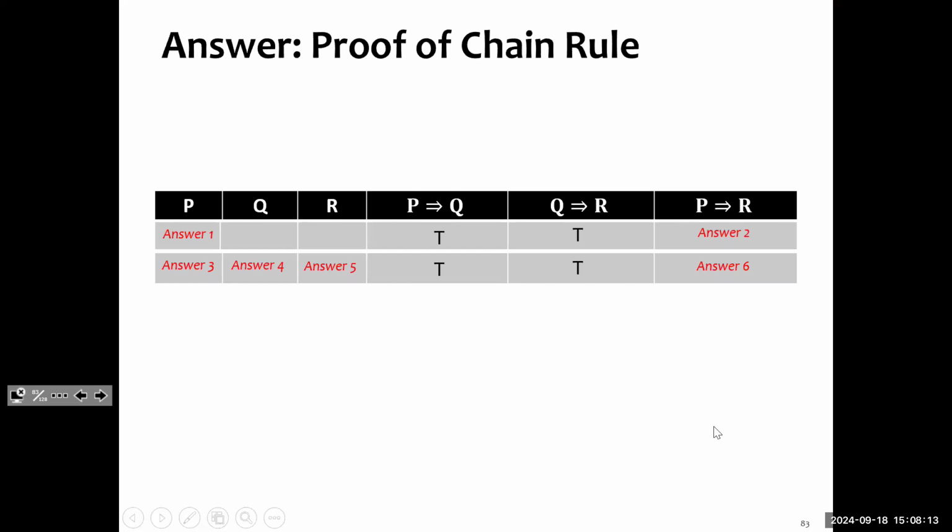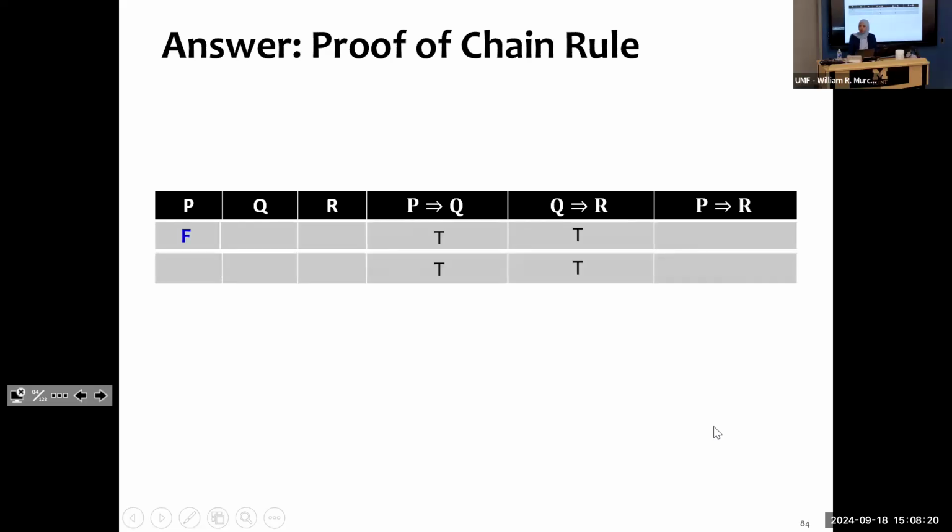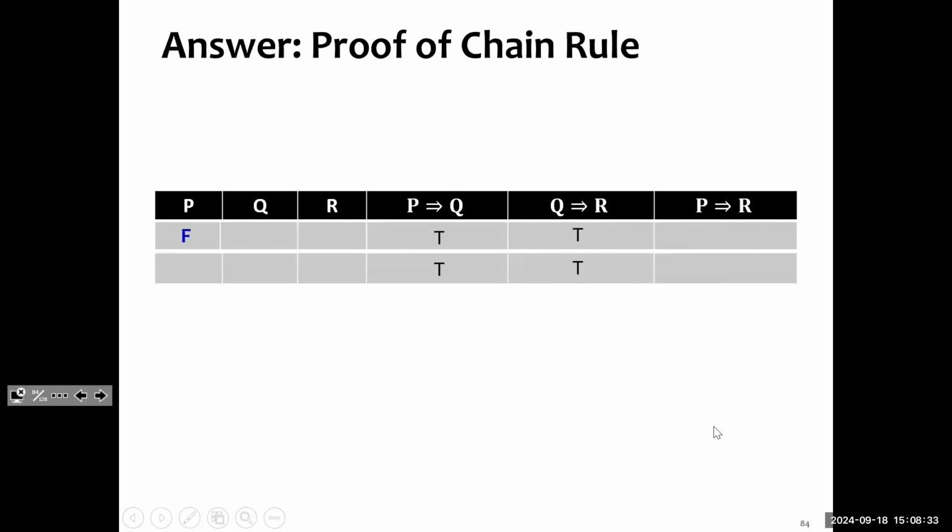But I think we would need a starting place. We'd have to know whether P is either true or false to be able to fill out the rest. P could be false or true. Let's take the first case for answer 1. In that case, I think Q and R would be false. But P could still imply Q, and Q could still imply R, and P could still imply R. Those would still be true, but P, Q, and R would be false.